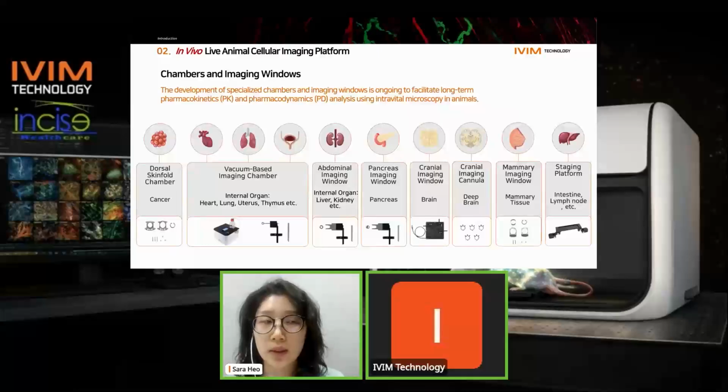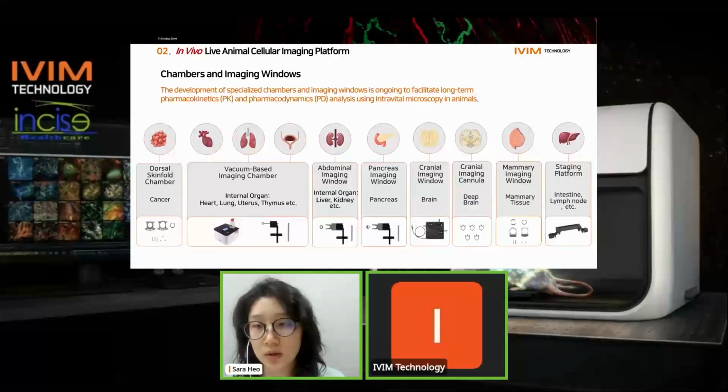Our intravital microscopy has a wide range of chambers and windows that can be used to image different tissues and organs. These chambers and windows provide short-term and long-term images in the same animal, resulting in more reliable data. And these are our various windows and chambers for different organs. We have customized devices for abdominal organs and for the heart, lung, brain, and more. These are customized according to the physiological characteristics of the organ.